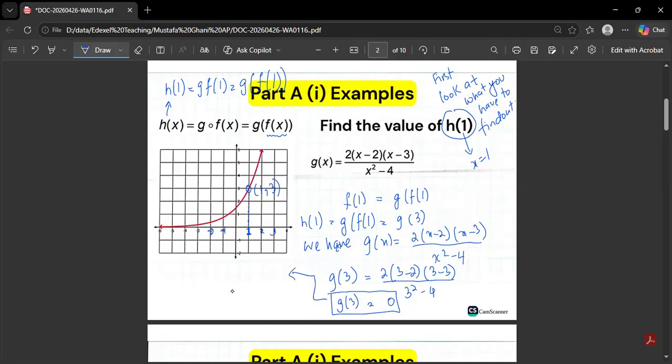So this means that g of 3 is 0, right? Which means that h of 1 equals g of 3, which is 0. So h of 1 is also 0.